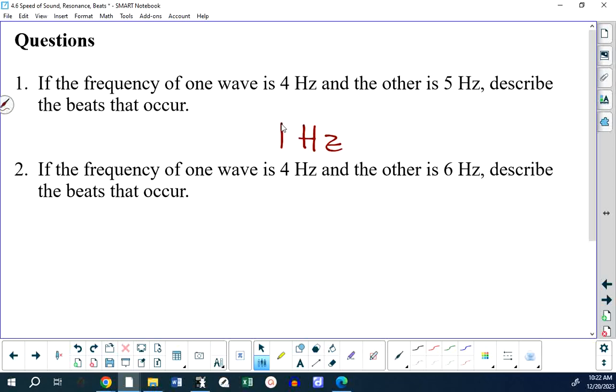What about if it was 4 hertz and 6 hertz? Well, then you would hear a beat frequency, if you could hear that, of 2 hertz. And I feel as though for next time I teach this, I would change these to frequencies that we can talk about being sound. Okay?